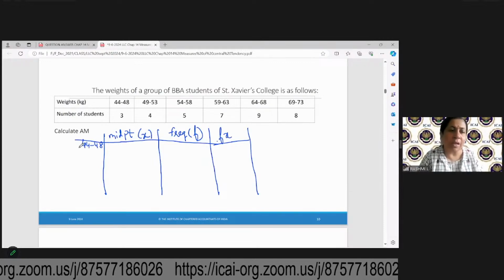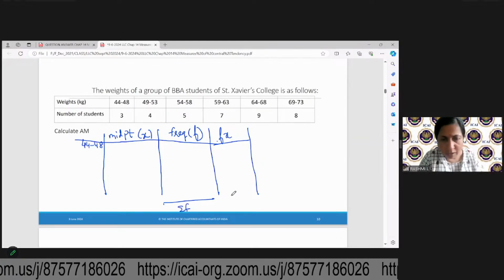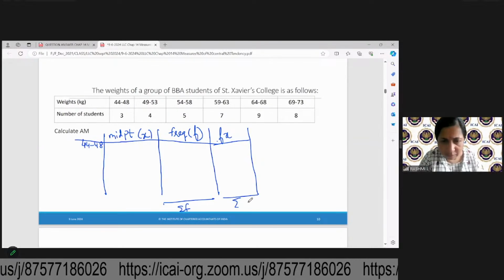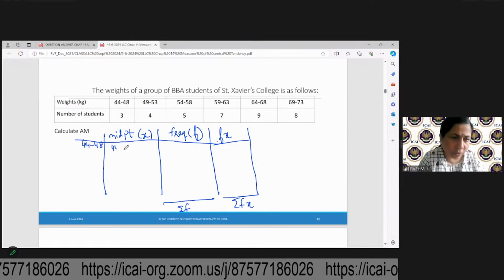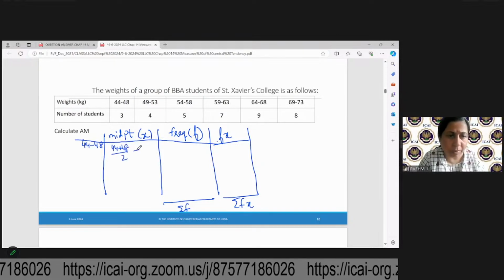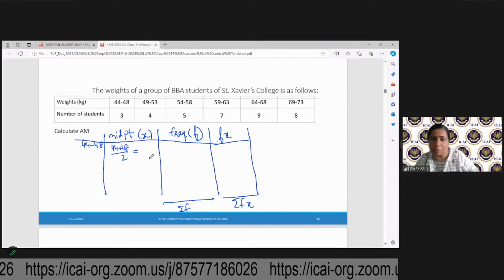Now I will calculate for the first one and then I would want you to calculate for the others. Okay. Midpoint will be 44 plus 48 upon 2. What will be the midpoint here? What is the value of the midpoint?